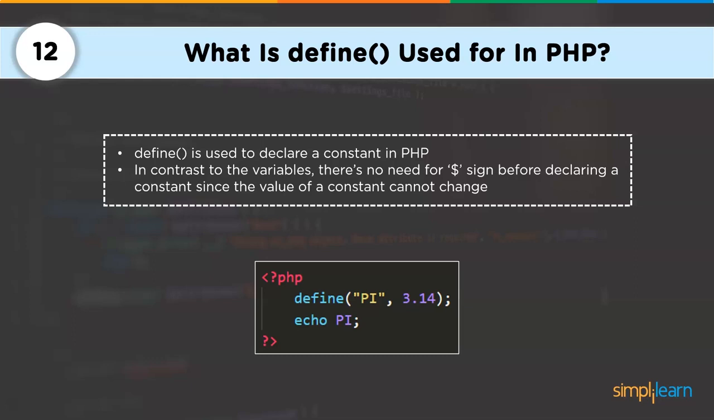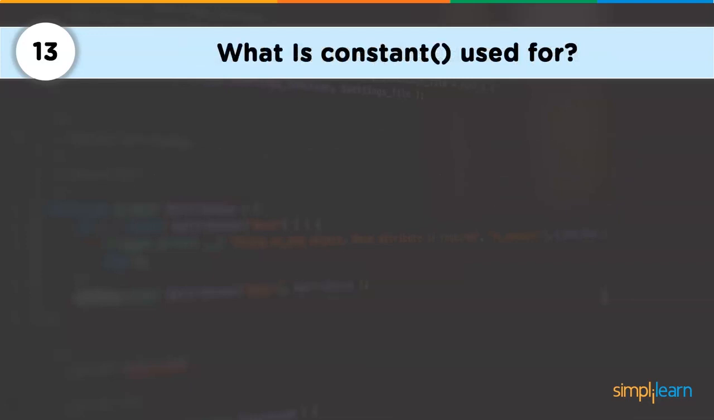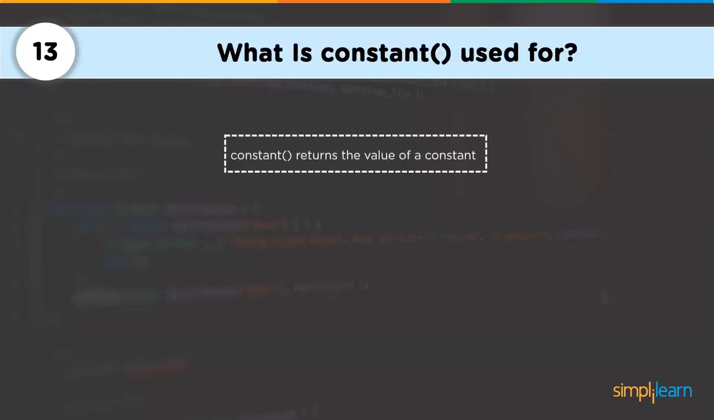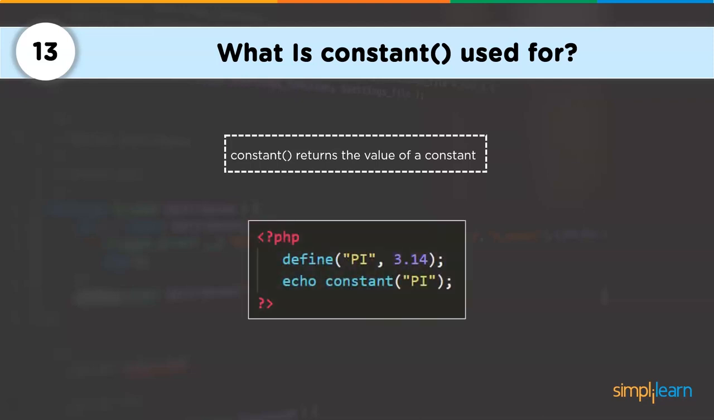Suppose you want to declare the value of pi as 3.14 throughout your PHP code and it cannot be changed. We can use define for that. Next question is related to this one: what is the constant function used for in PHP? The constant function returns the value of a constant. It is not used to define a constant, but it returns the value of a constant. So suppose you define a constant using the define function and you want to return this value, you can use the constant function for that.